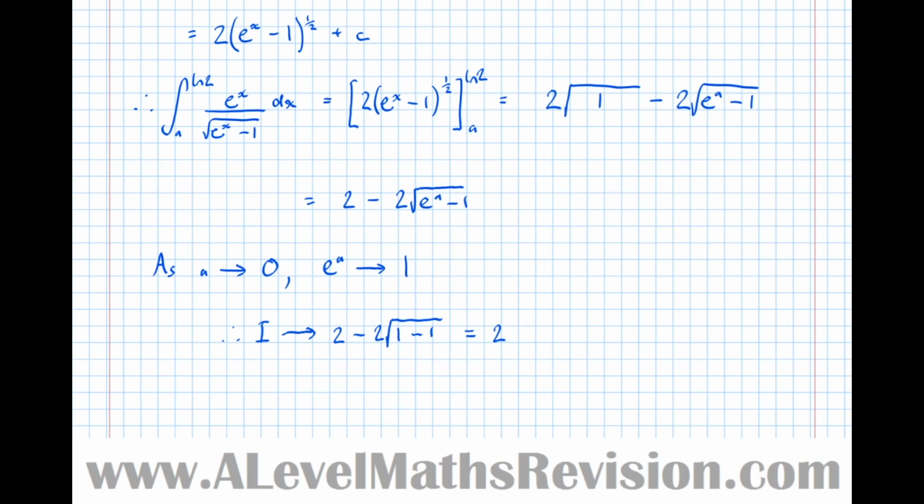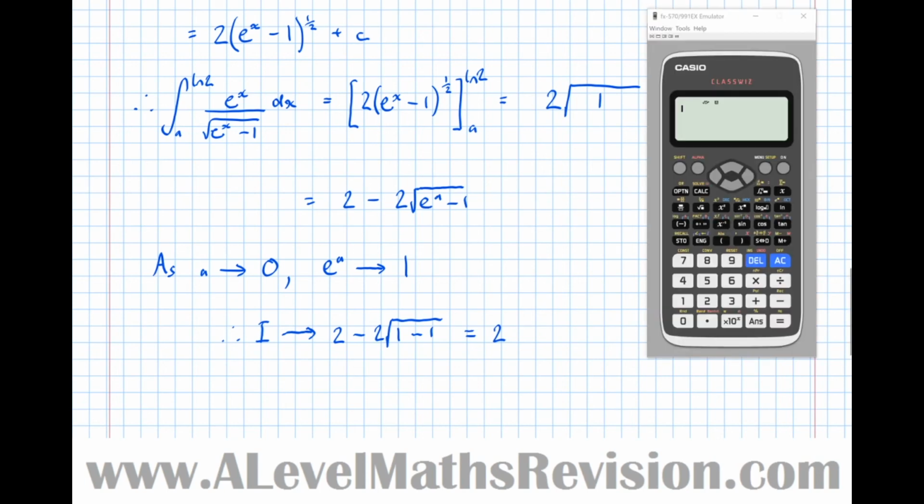Now, a quick way of checking our answer is using a calculator. So if I just put the integral in the calculator, so I get e to the power of x over root of e to the x minus 1, and the upper limit was log 2 and the lower limit was 0. Now this isn't going to work as it is because the curve's undefined at 0, so let's just see what happens. Math error, as we expected.